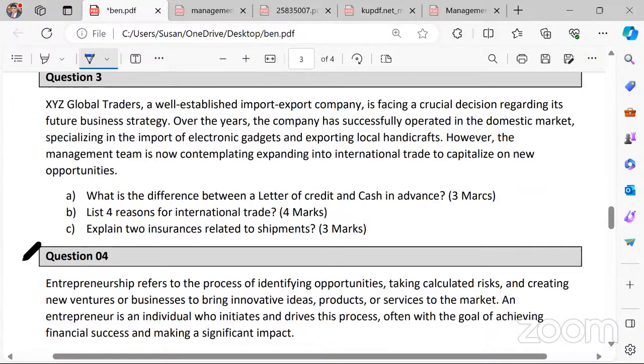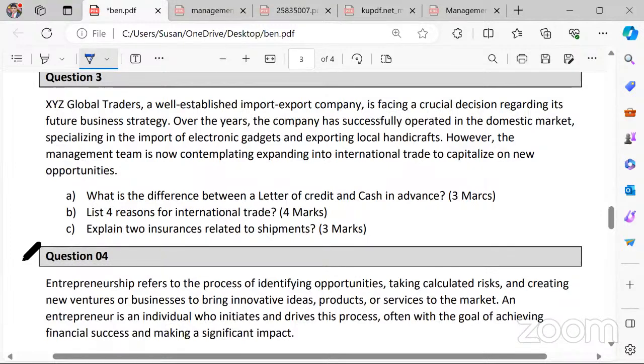What is the difference between the letter of credit and cash in advance? These are payment methods in international trade: cash in advance and letter of credit, or simply known as LC. In international trade, the seller has a risk of sending goods, and the buyer has a risk of paying. But we don't know each other personally, right? We are far away. Then there is such a risk.